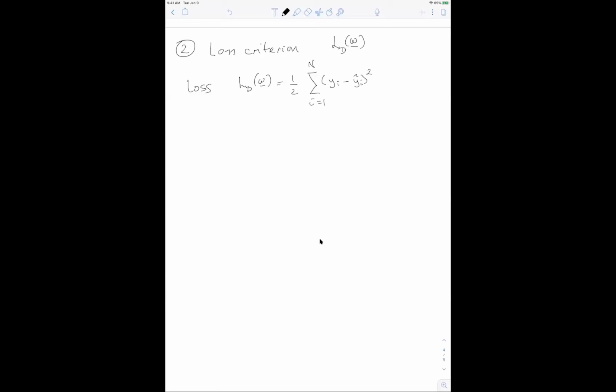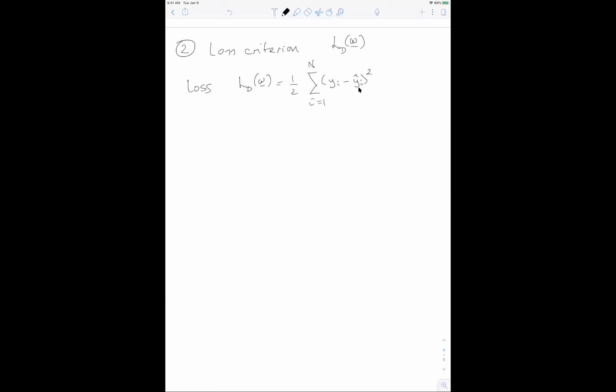Okay, so remember my training data includes n examples. The y's are the actual target values in the data. The y-hats are my prediction. Just take the sum of the square of the difference between your prediction and the true value.